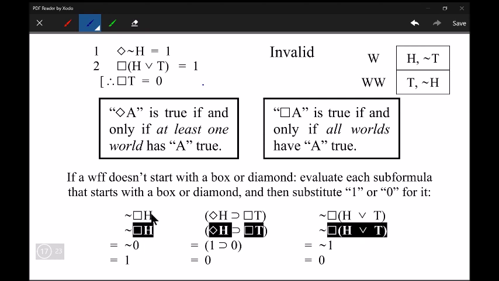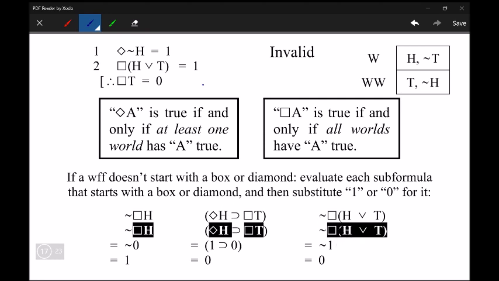So if it's complicated, and it's not just box or diamond something, you've got to evaluate each part that starts with a box or diamond. How about this one? The same thing. You evaluate this and then this. At least one world has H. True, so you write true. Every world has T? False, right? World W doesn't have T. So you have false. And true implies false is false. And there you go. So evaluate the parts starting with the box or diamond.